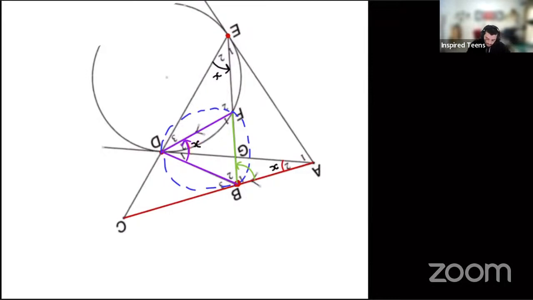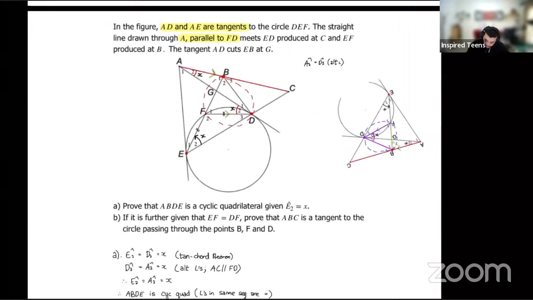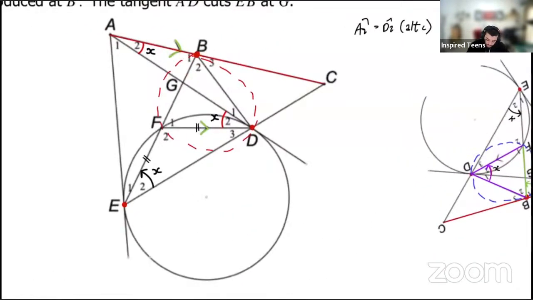Okay, angle D1 plus D2. So if I can prove that this purple angle is equal to this green angle, then I've proven that it's a tangent, because that's the converse tan chord theorem. Okay, so let's look at it now. Basically, I have to prove what? Let's redraw this neatly also.